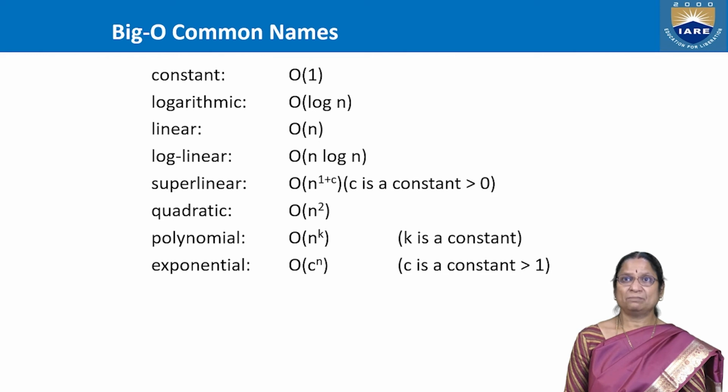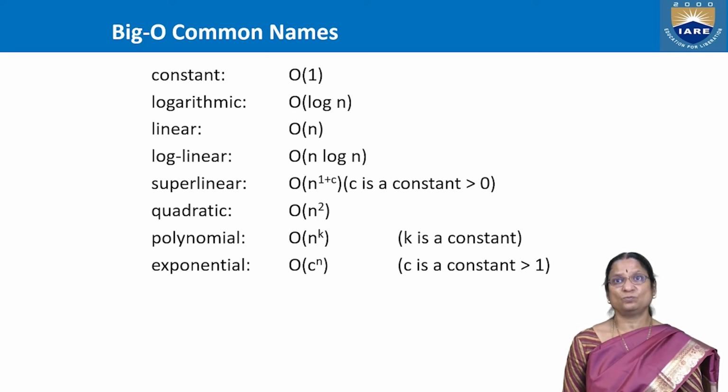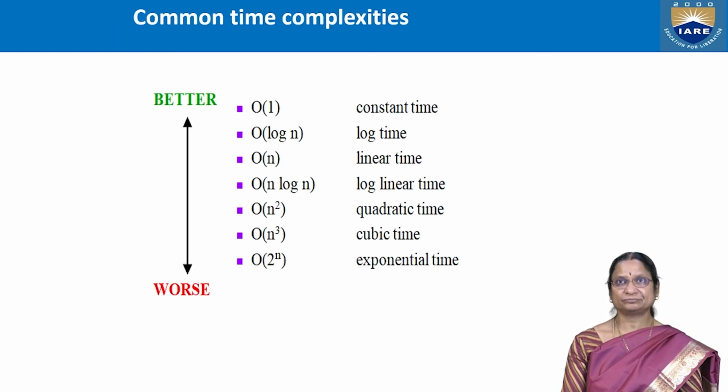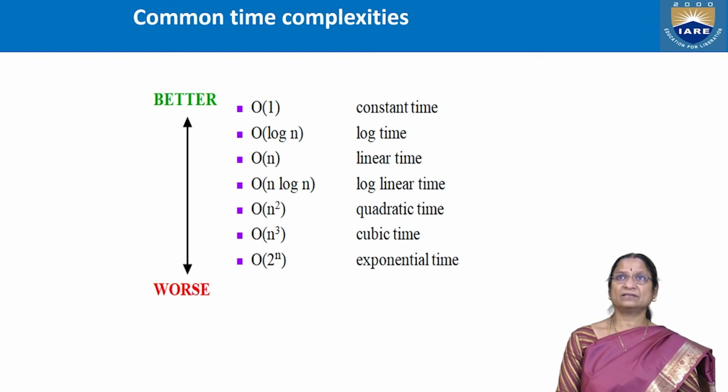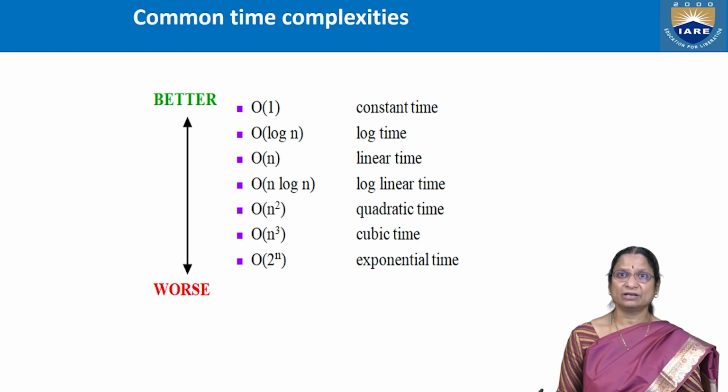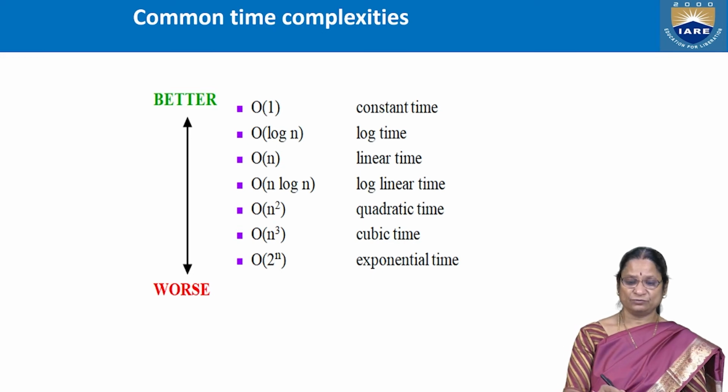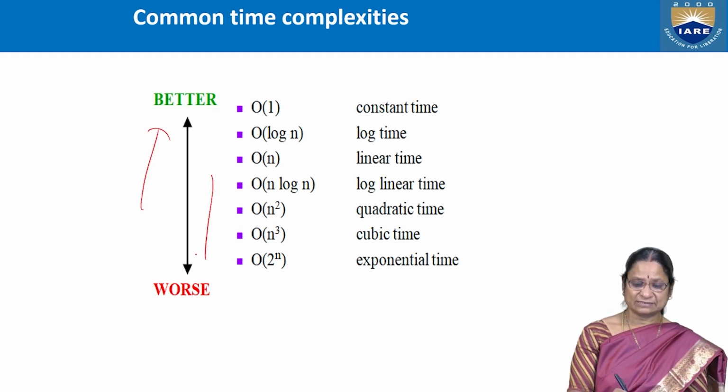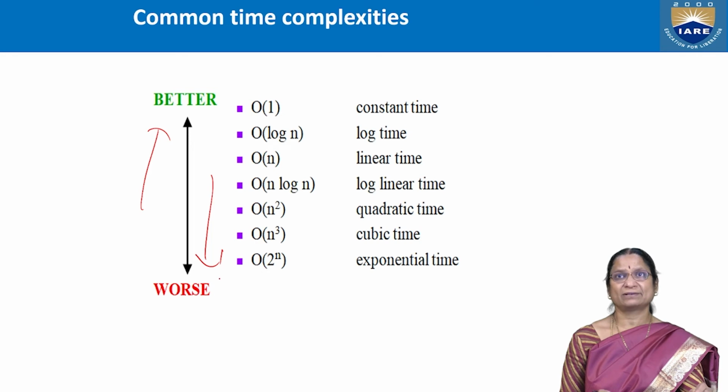And n power 1 plus c, where c is some constant, is superlinear, we will call it. n square means quadratic, n cube means cubic, etc. And n power k, for some constant k, is polynomial. And some constant power n is exponential, we will call it. So you observe here the common time complexities. Better cases are towards constant time. Worst case is towards exponential time.